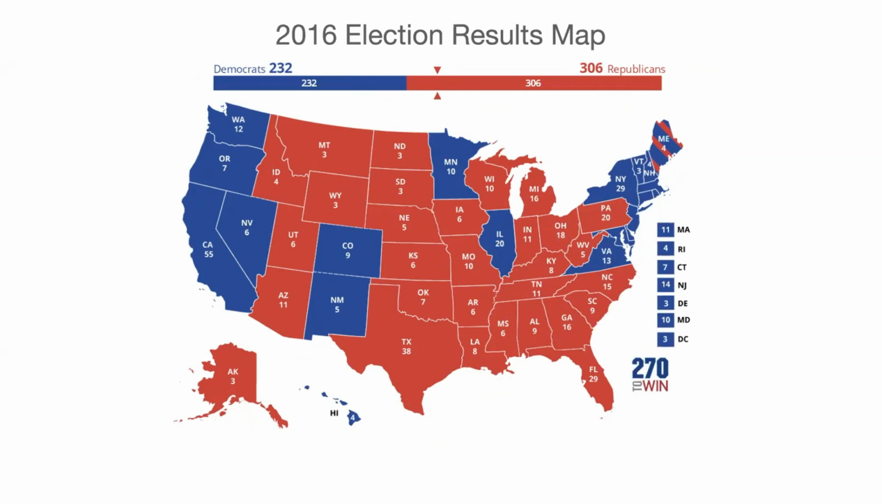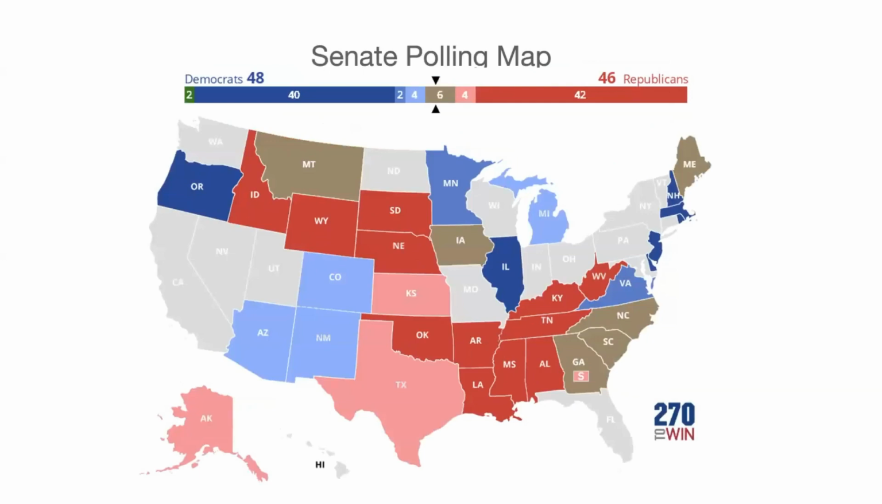If anything, pollsters are said to be much more vigilant this time compared to 2016, trying to better predict the outcome of the election. So right now I'm going to pause with the presidential election and focus on the Senate map.